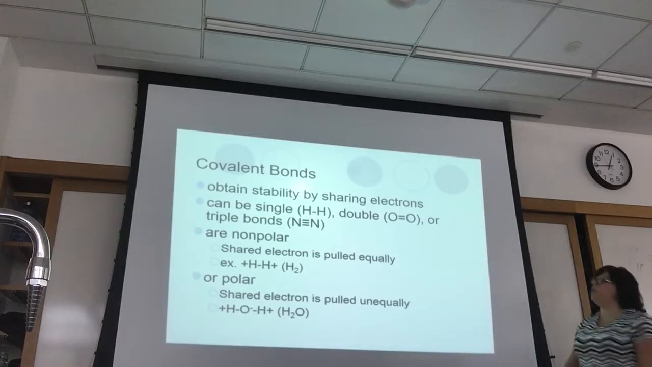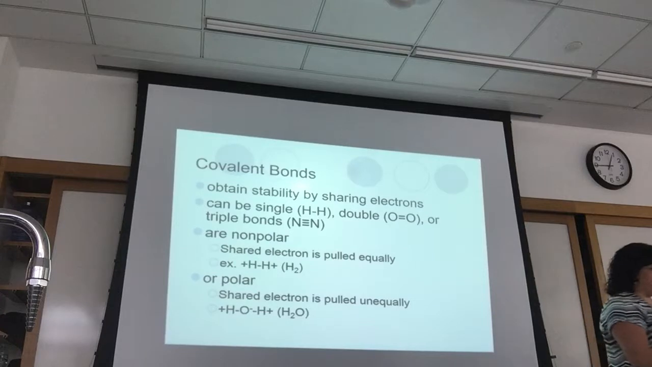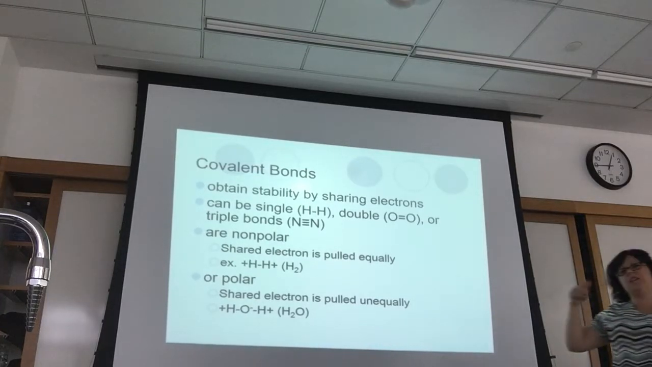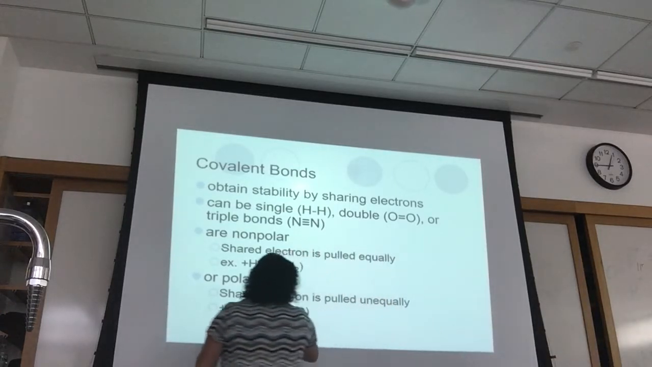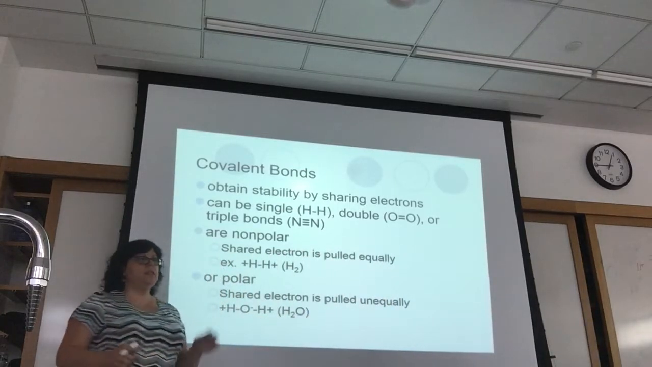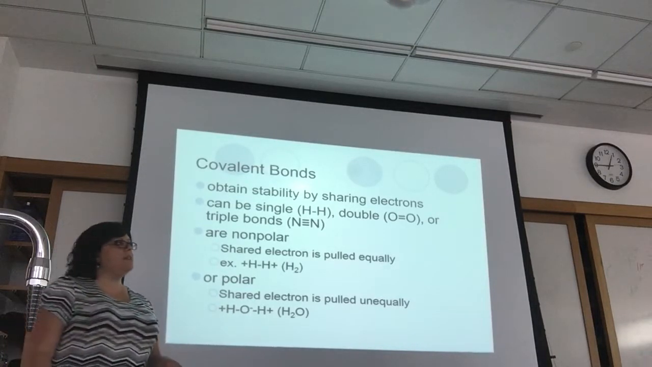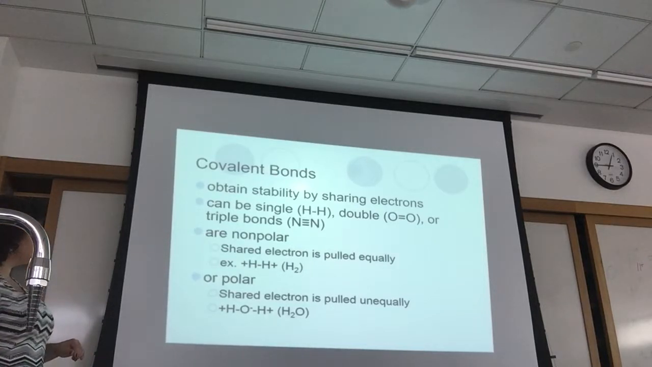Let's look a little bit more at covalent bonds. I showed you the covalent bond between carbon and hydrogen in methane, which is CH4. And I also showed you the covalent bond within water. We talked a little bit about the partial positive and the partial negative. Covalent bonds involve sharing of electrons. They're sharing pairs of electrons.